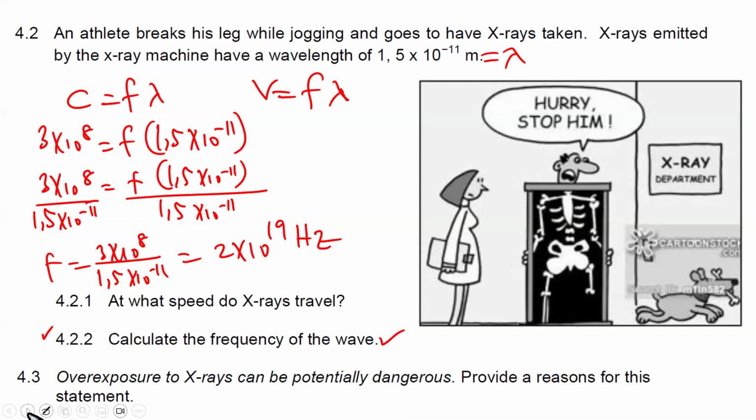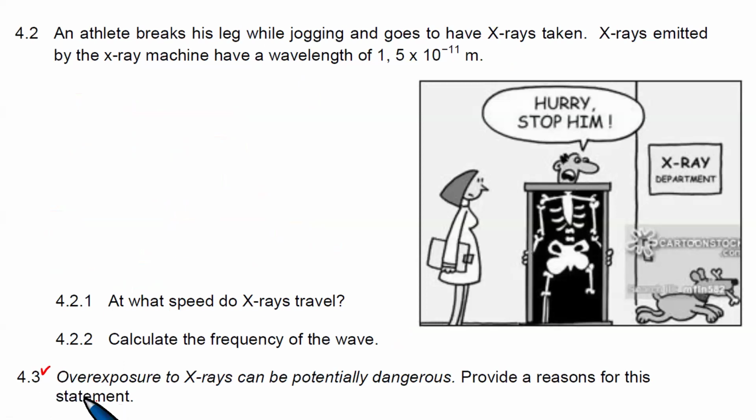Right, so in 4.3 right now, we continue to then say, overexposure to X-rays can be potentially dangerous. Provide a reason for this statement. So yeah, there's a typo here. It should not be provide reasons, it should be provide a reason for this statement. Obviously at this point, overexposure to X-rays can be dangerous. Why? Why are X-rays dangerous?